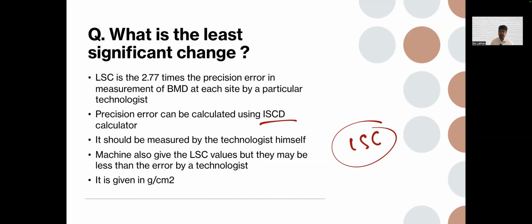And this can be done by the technologist himself. We can in fact feed this into the software. Some of these newer machines have this software available, so you can feed the data into the software. It will give you the LSC and it will also give you the significant change in the value of the BMD. Machines can also give LSC, but generally they may be less than the actual error, because sometimes technologists may have more errors. So you need to again calculate, and the value you get, the least significant change, is in gram per centimeter square. So that's the value you get, right?